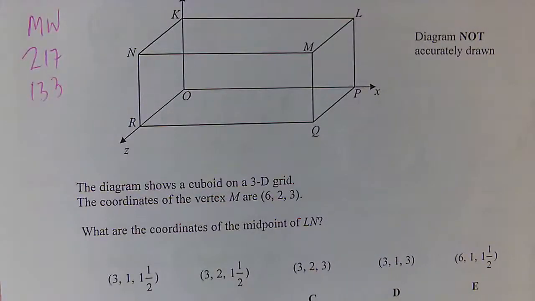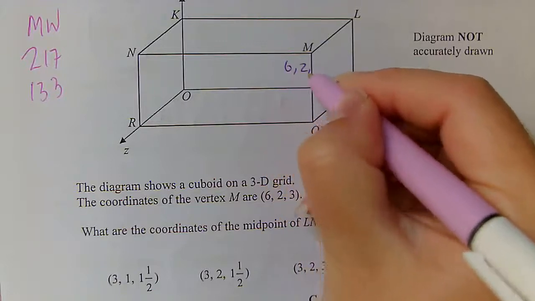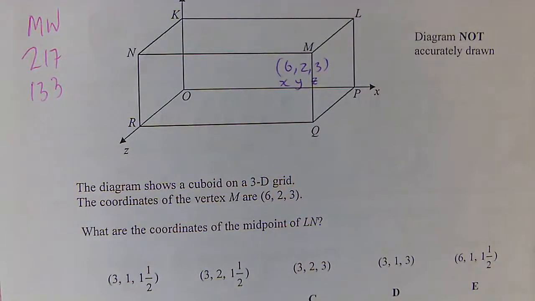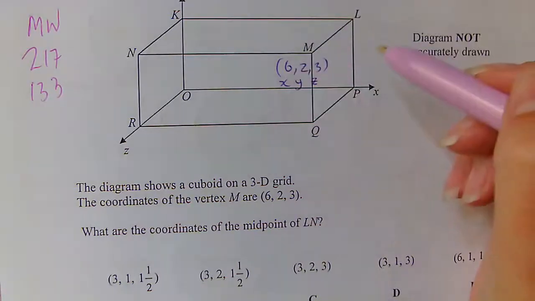Next question. The diagram shows a cuboid on a 3D grid. The coordinates of the vertex M are 6, 2, 3. Okay, so M is 6, 2, 3, and that's your X, your Y, then your Z. What are the coordinates of the midpoint of LN? First thing we're going to need to do, there's a couple of steps here, is we need to work out the coordinates of L. All right, so what is the X coordinate of L?